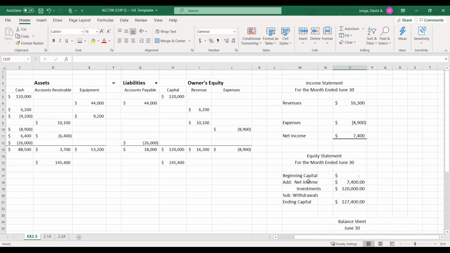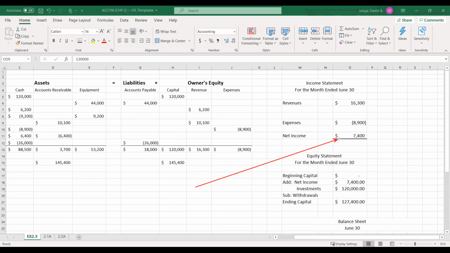Where did you get 120,000? I don't see investment. Under the accounting equation, that's your capital investment. Okay, I see it. Okay. So that's where I put that there.